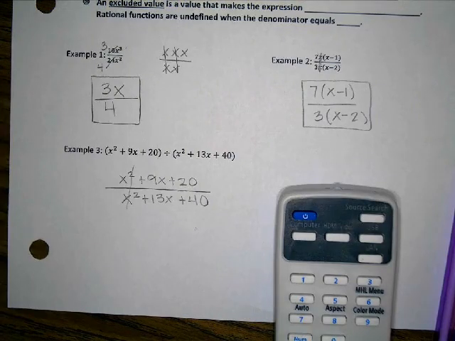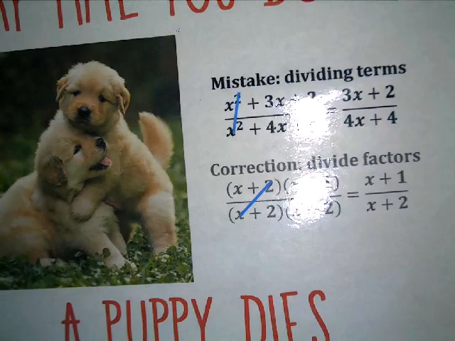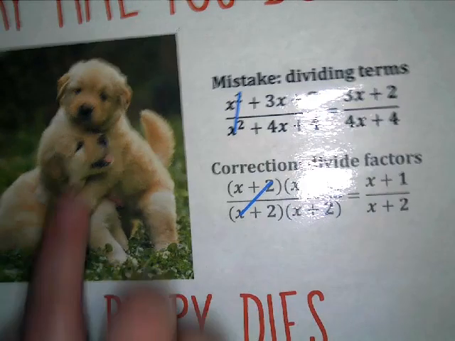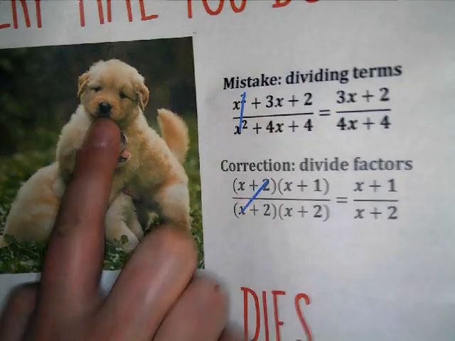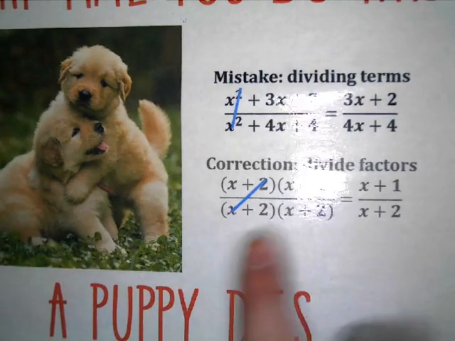We're not going to cancel before we factor. Look how cute the little puppy is. Okay. So we are not going to kill that cute little puppy. Look at his little face, his little eyes. Don't kill him. So we can cancel when they've been factored.